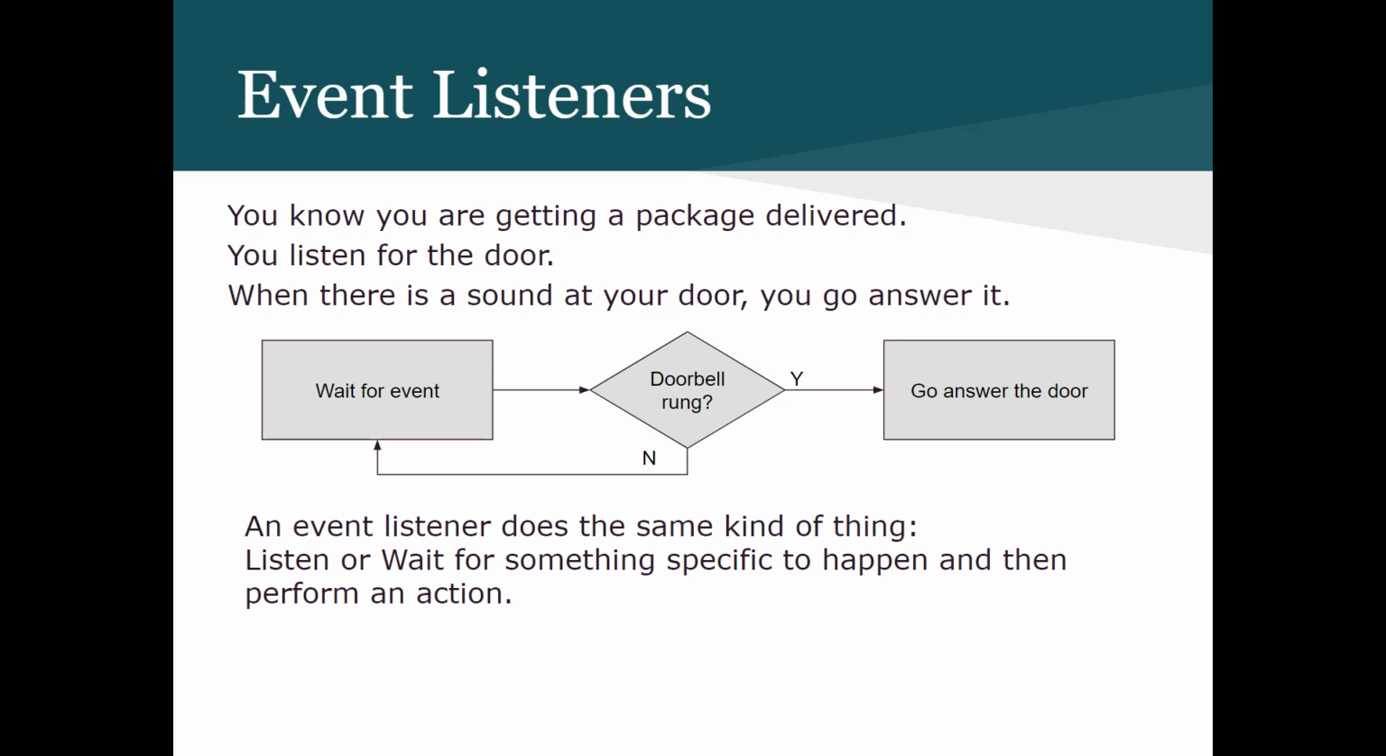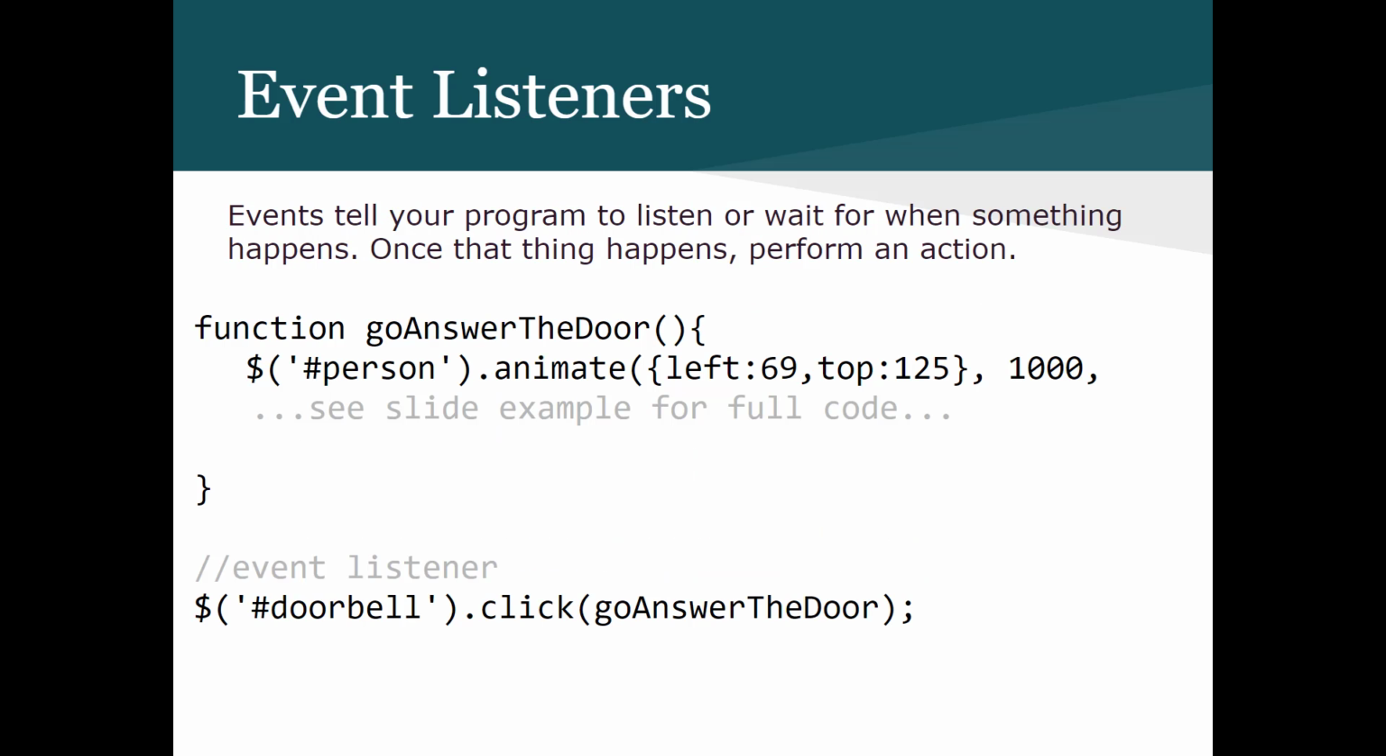These kinds of things as humans we don't really think about, but computers have to be told to respond to specific conditions in specific ways. Events tell your program to listen or wait for when something happens. Once that thing happens, perform an action. This is some example code.